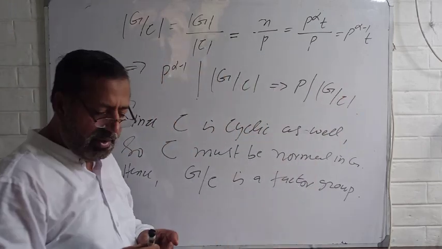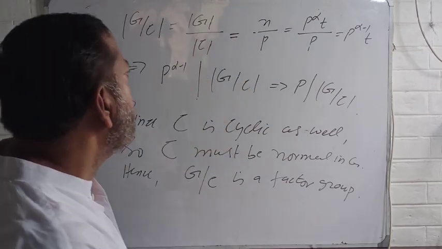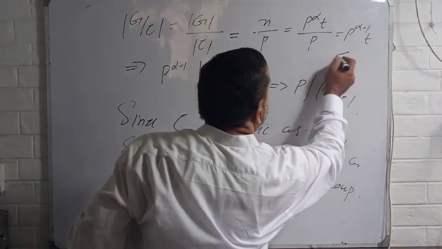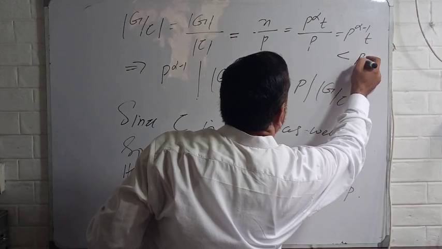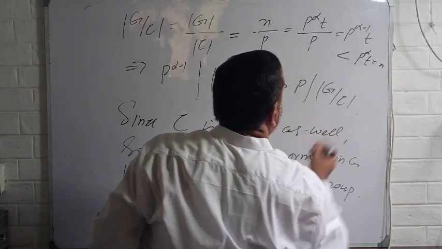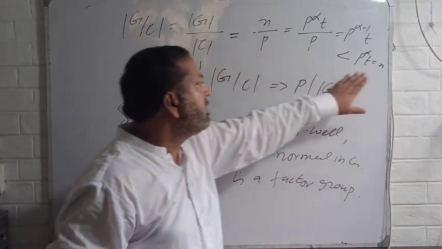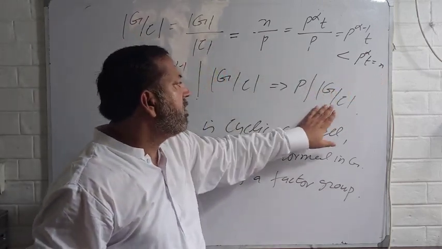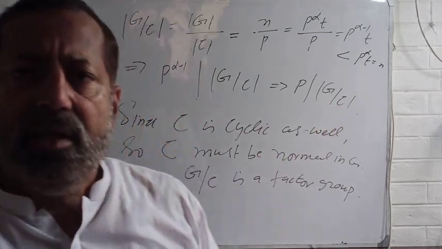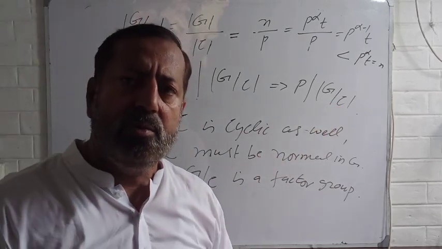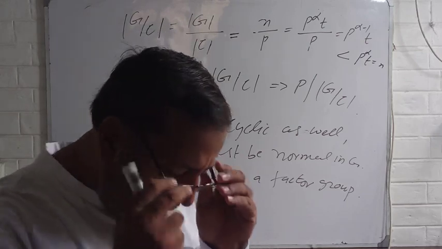Now look at this. The order of G by C is less than P power alpha T, which was n. So the order of G by C is less than n, and P divides the order of G by C. Hence, by the induction hypothesis, G by C has a Sylow-p subgroup of order P power alpha minus 1, right?